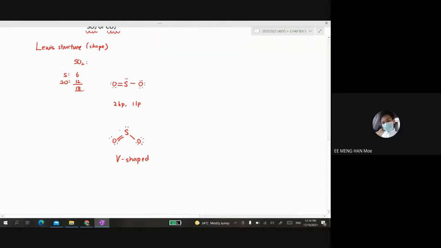Polar. It's polar, right? Because if we draw the polar arrow, it's towards the more electronegative oxygen. Therefore, your resultant dipole moment is not equal to 0. Therefore, SO2 is a polar molecule. So if you look at this type of question, it's linked back to your previous topic that you have learned.